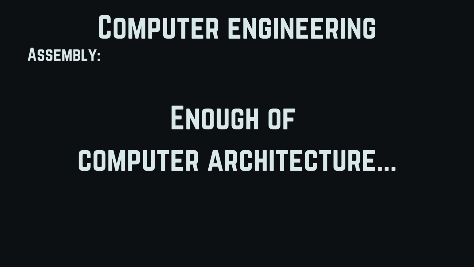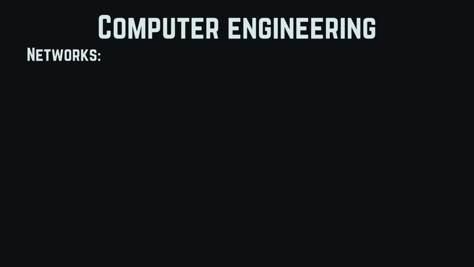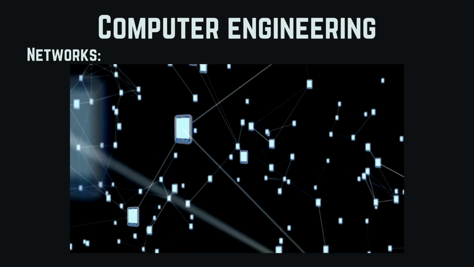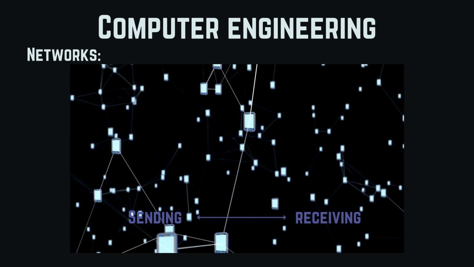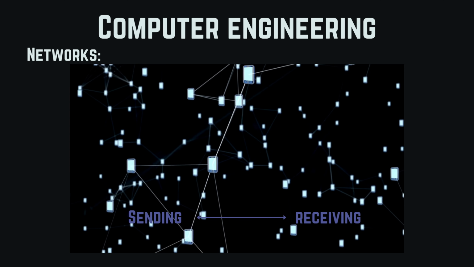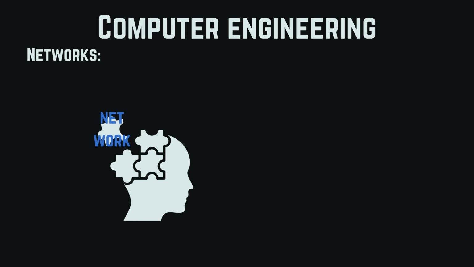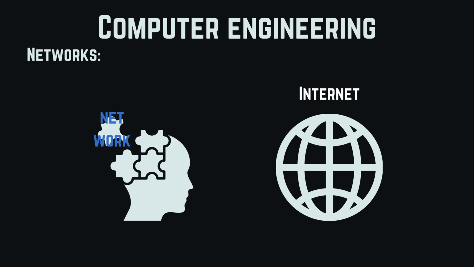Okay, enough of computer architecture. Let's switch to the computer network course. So what is a network? A network is a collection of interconnected devices that communicate with each other, send and receive data from each other. With that in mind, we can now try to understand how our internet works.